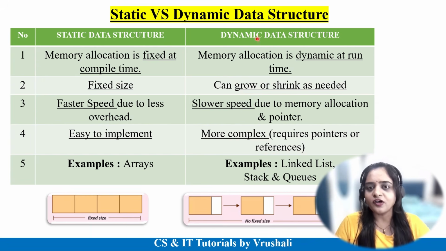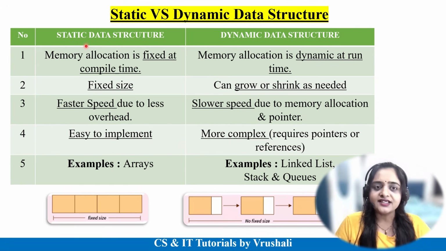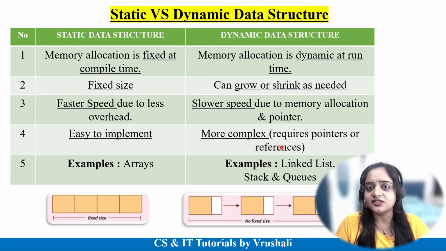The best example of dynamic data structure is linked list. In linked list, you can add as many nodes or as much information as per the requirement. You can grow or shrink the size of the linked list at any time, which is called dynamic data structure. That's why static data structure is very easy to implement because it has a fixed size. But dynamic data structure is more complex because the size is not fixed. It requires more pointers, more memory references.